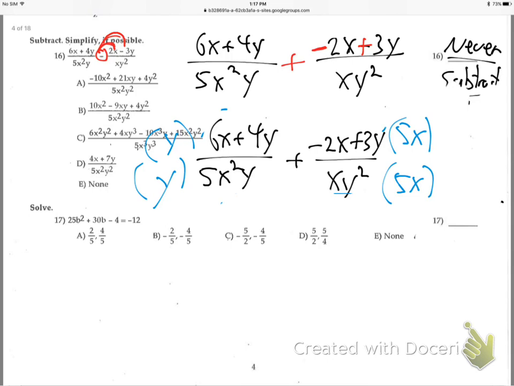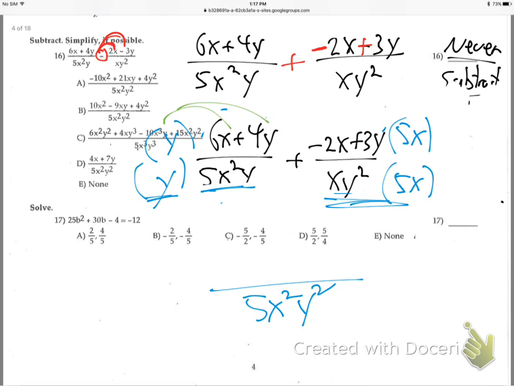See now, see what the bottom is going to be now? 5x squared y times y. That's going to be 5x squared y squared. Both of them are. Look at that. They're both 5x squared y squared. We made them the same, didn't we? We made the denominators identical, right? Does everybody see that? Spend time going over that. You can learn this.